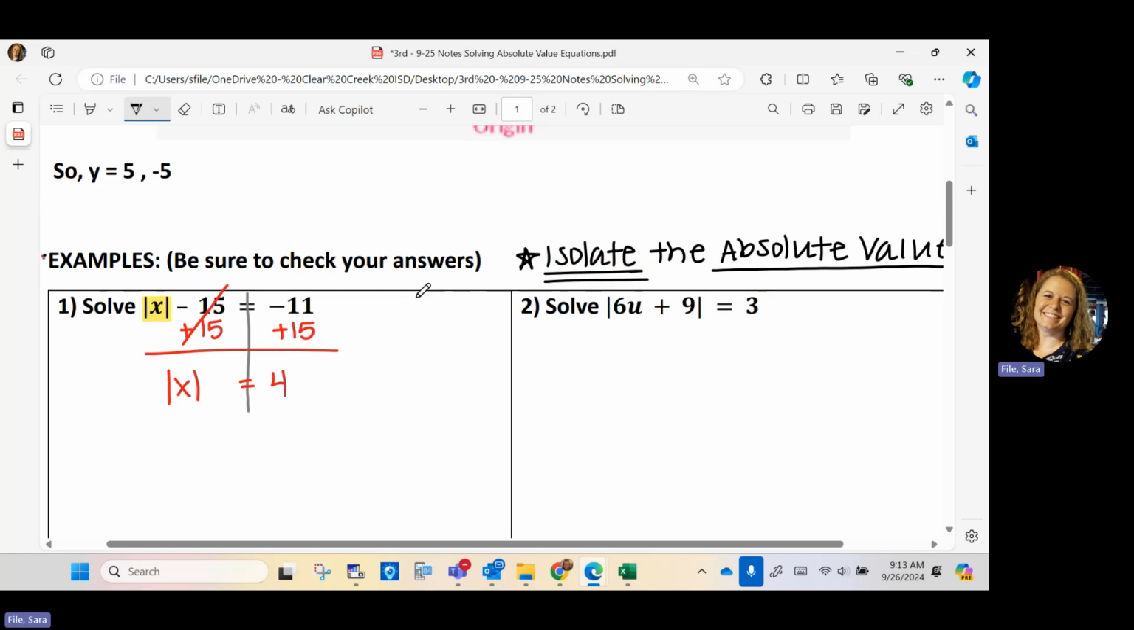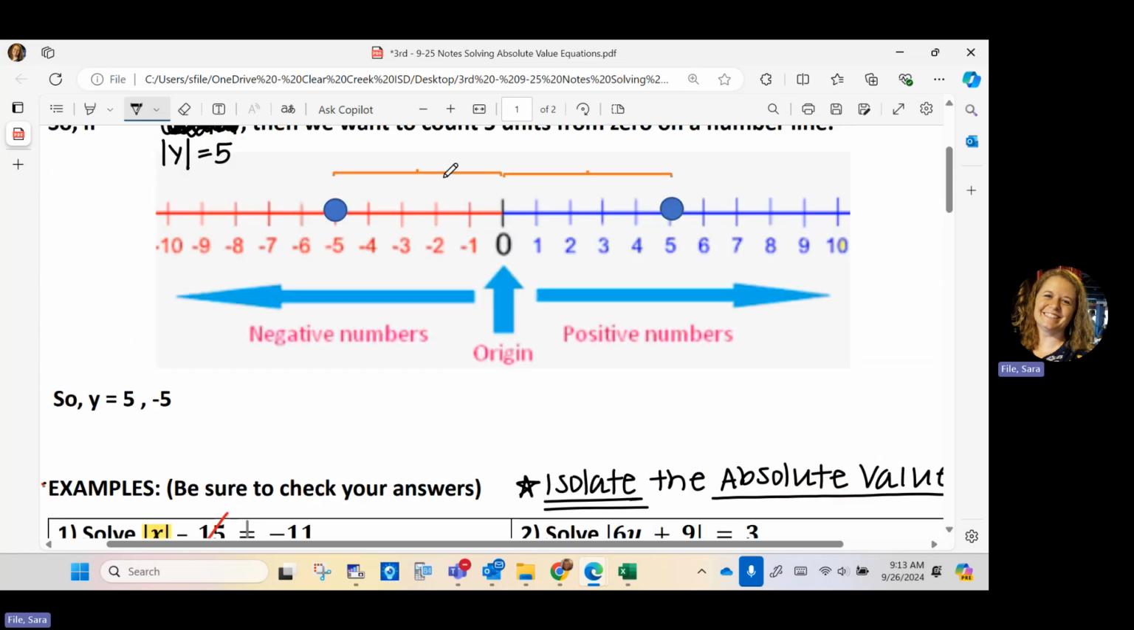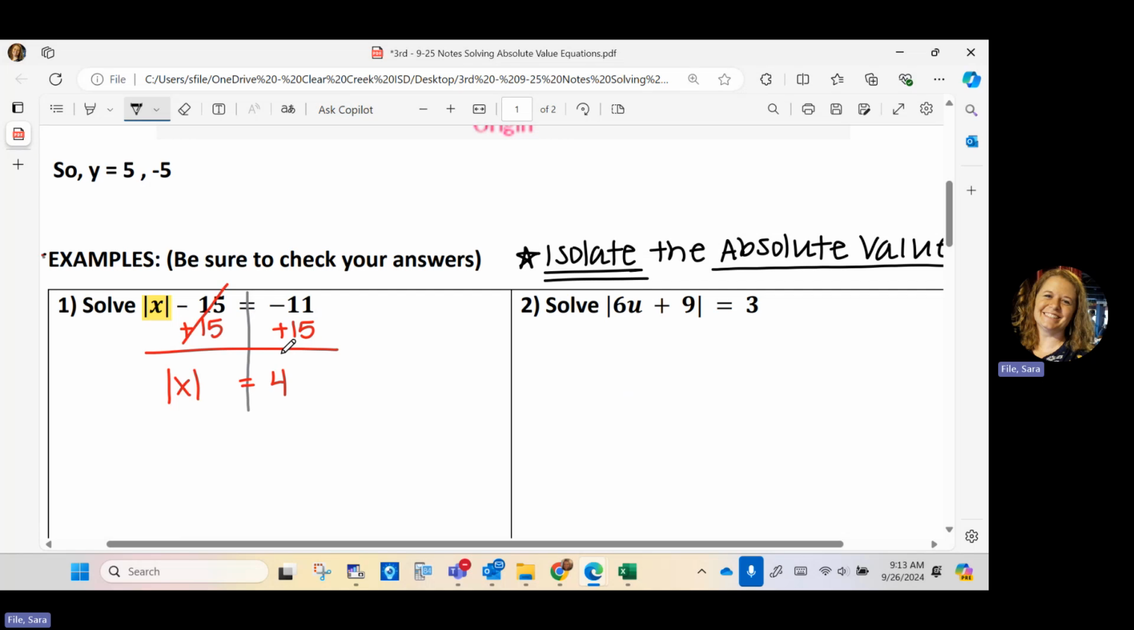Think about that number line. Where on the number line could I be? I would be 4 units from 0. Yeah, I could be at positive 4 or I could be at negative 4. Those would both be 4 units from 0. Because remember, that's what that's telling us. Okay, so this could be 4. It could be negative 4.